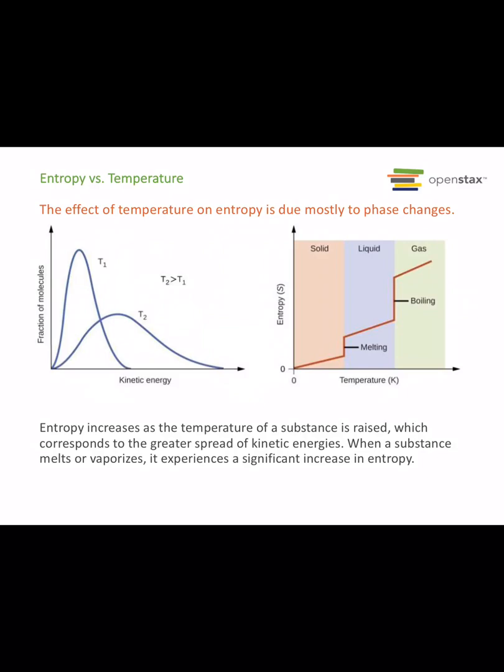Again, we're looking at the effect of temperature on entropy, and again, it's mostly due to phase changes. So temperature only plays a role in this in that it affects the state that our matter's in. If we have high temperatures, you're going to have high kinetic energy, and if it's high enough, you'll move the matter from solid to liquid state or liquid to a gaseous state, increasing delta S.